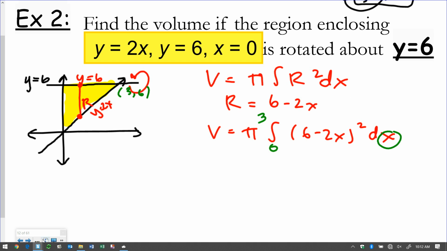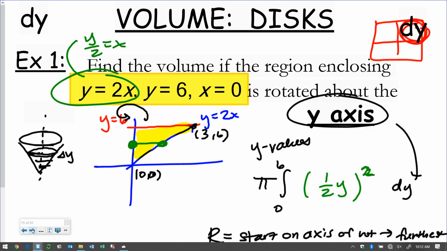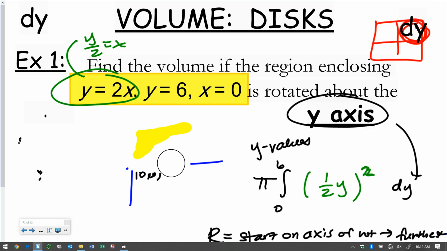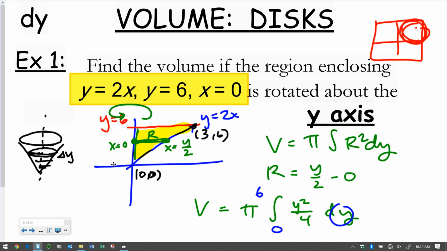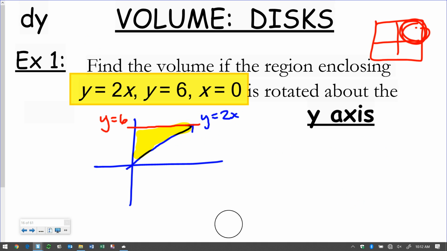So now, guys, we're on the top right. Okay, this problem right here. Go ahead and draw your region. Highlight your region. I've got it up here. And now we're going to rotate this region about the y-axis. So I'm going to put a spin on the y-axis.